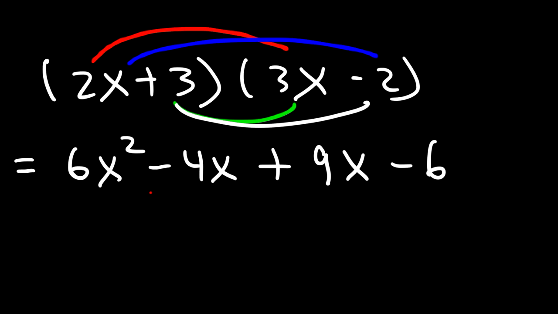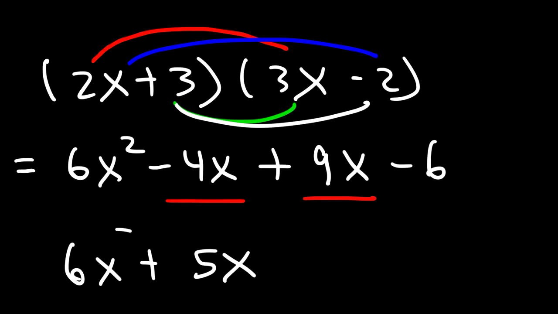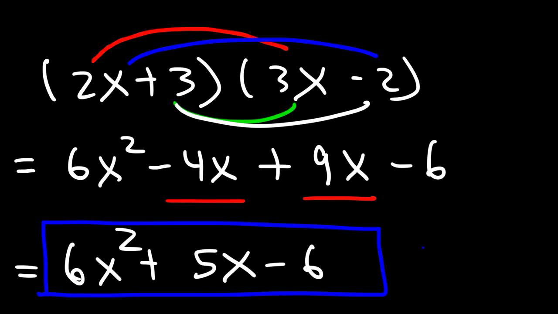So now let's go ahead and combine like terms. So these two are like terms. Negative 4x plus 9x, that's 5x. Everything else we can just bring it down. So this is going to be the final answer. 6x squared plus 5x minus 6.